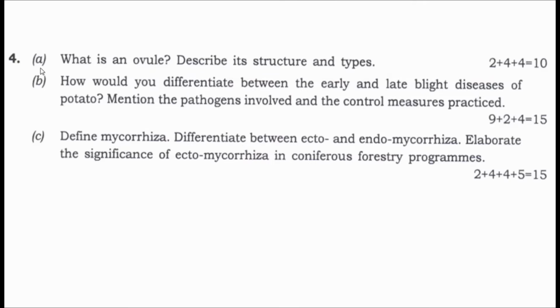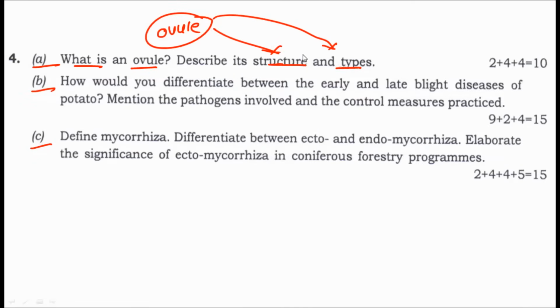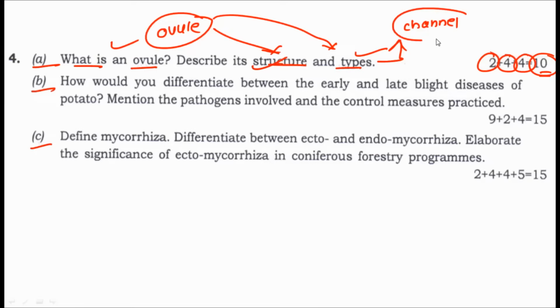Now the fourth question is again divided into three sub questions A, B, and C. The first question: what is an ovule, and describe the structure and its types. That is, what is meant by the ovule, and you have to give the structure of the ovule and the types of ovule. For writing what an ovule is, you will get 2 marks. For describing its structure, you will get 4 marks, and for giving its types, you will get another 4 marks, making it a total of 10 marks. Right. So all content relating to this particular question is already uploaded on the Botany Optional channel. You can directly check the videos.